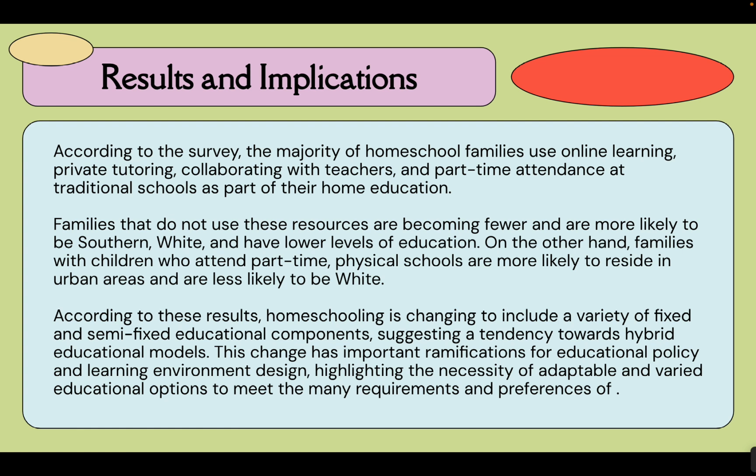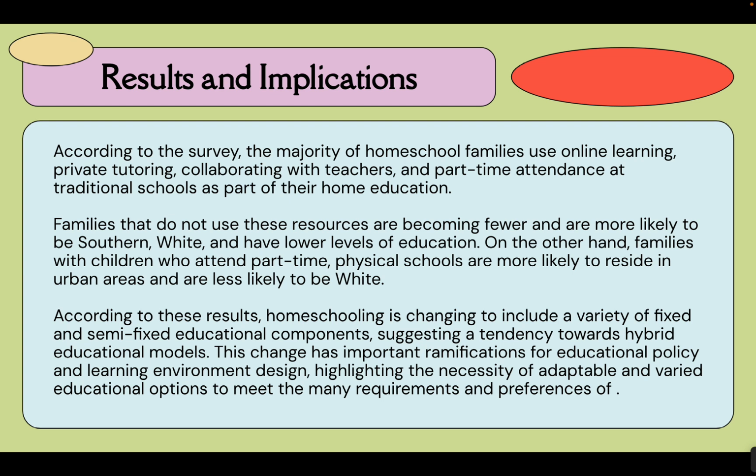So the results and implications is, according to the survey, the majority of homeschool families use online learning, private tutors, collaborating with teachers, and part-time attendance at traditional schools as a part of their home education. Families that do not use these resources are becoming fewer and more likely to be Southern, white, and have lower levels of education. On the other hand, families with children who attend part-time physical schools are more likely to reside in urban areas or are less likely to be white.